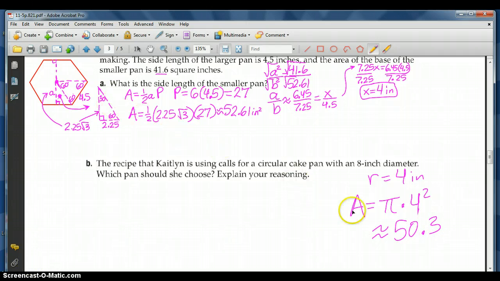Now that we have this answer, we just want to choose the answer in the first part of the pan that the area is closest to. So 50.3 square inches is closer to 52.61 square inches than it is to 41.6. So she would choose the larger pan.